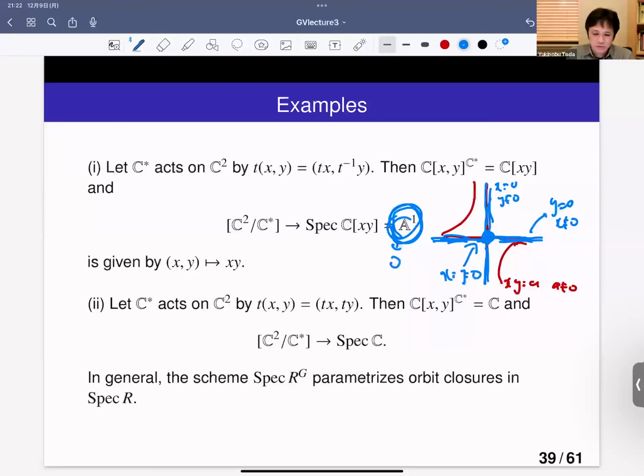In a similar way, if we consider this action, then every orbit must have intersection with the origin after taking closure. So in this way, every orbit is equivalent. So the spectrum of this invariant ring is just one point.